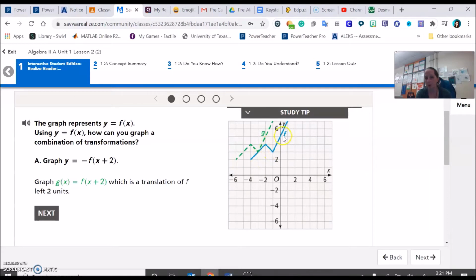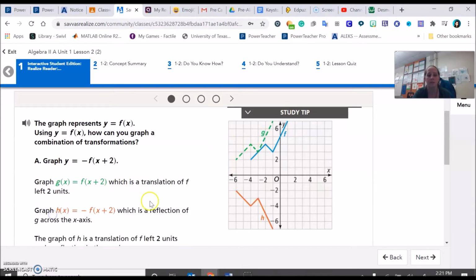Here's my original graph, and I wanted to change everything 2 units to the left, so I just moved that point 2 units to the left. I moved this top point right here 2 units to the left. I moved this point and this point 2 units to the left. So all I did was pick points and move them 2 units to the left.